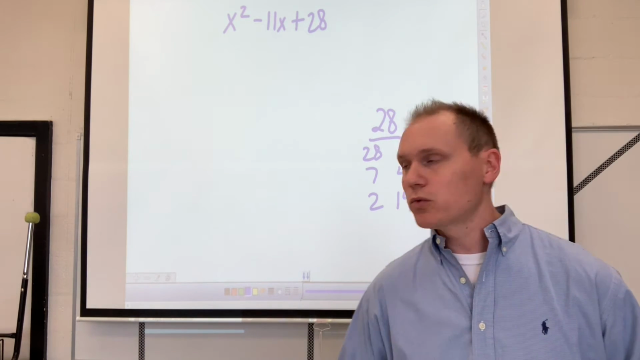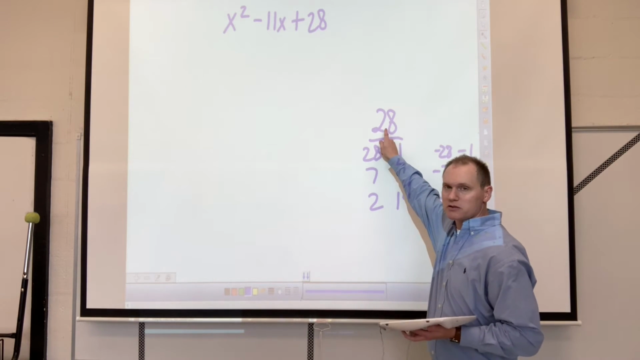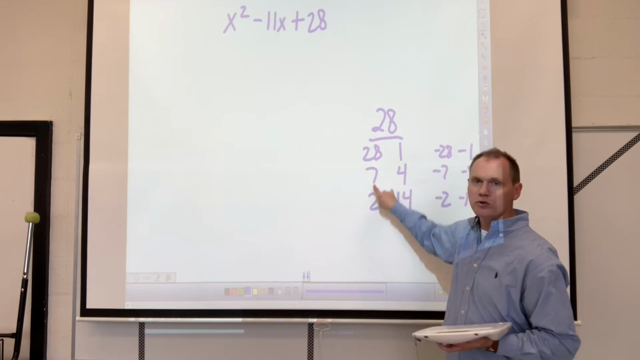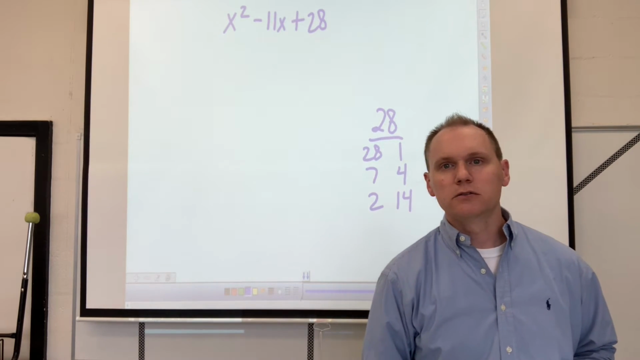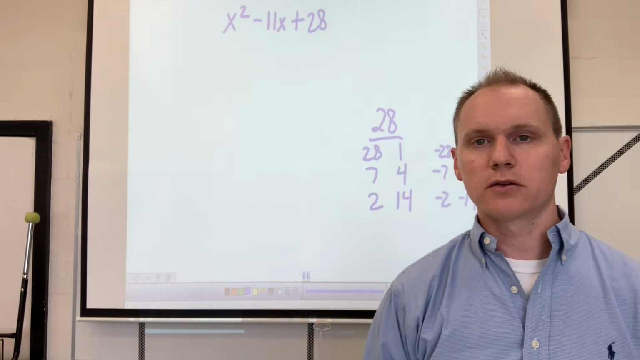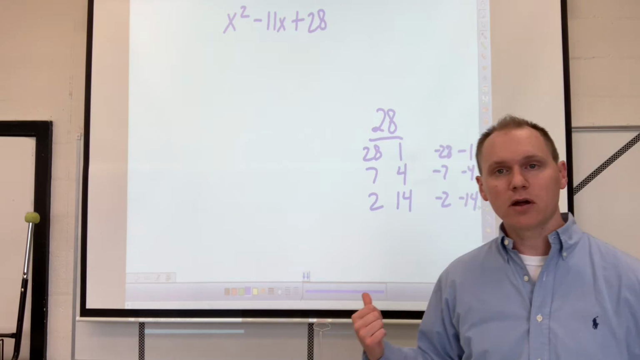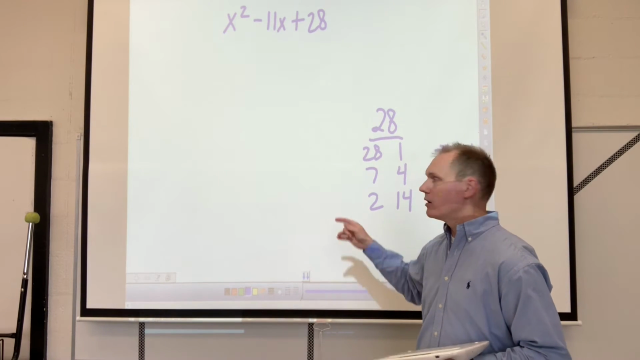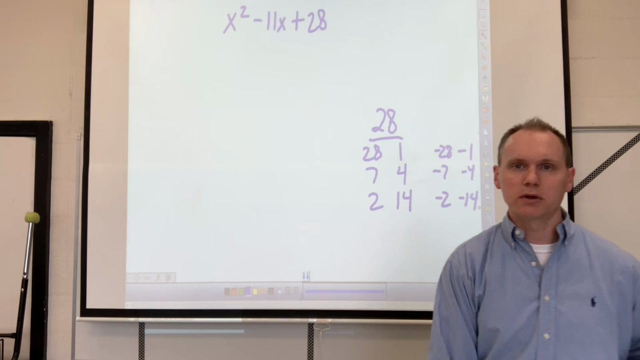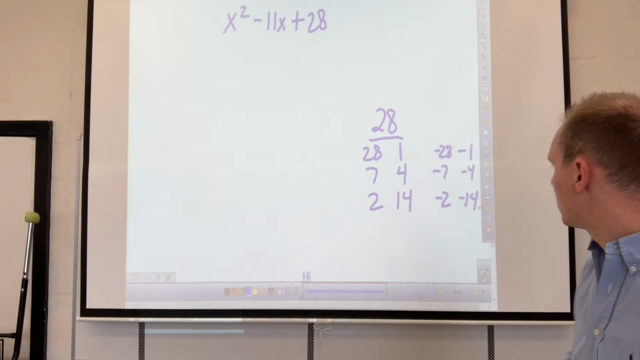But just know that when we're trying to multiply to give us a positive number, we're going to work with two numbers that are the same sign. So that's a really good thing to remember. When we're trying to get a negative number, like we were in the last example, one's going to be positive and one's going to be negative. So just keep that in mind.